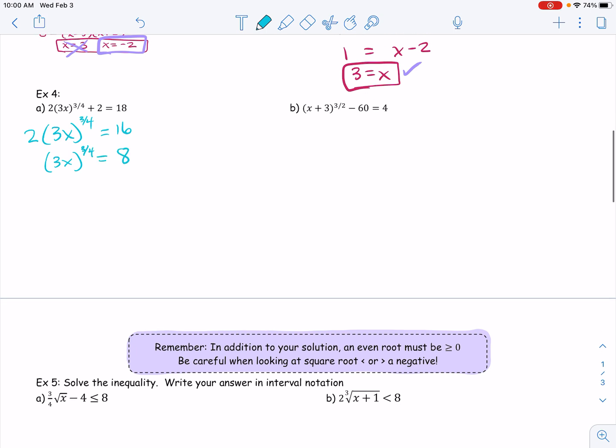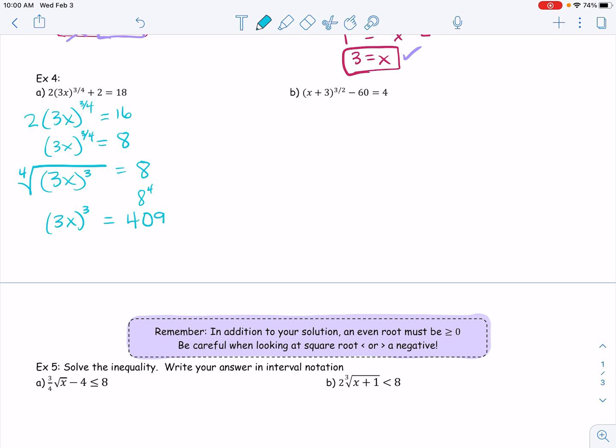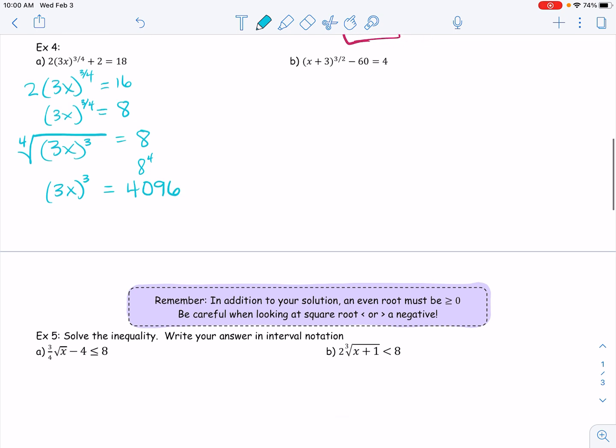Well, if I rewrite this, this is the 4th root of 3x to the 3rd power equaling 8. And so now what I can do is get rid of that 4th root on the left-hand side by raising it to the 4th power. Well, if I raise the left-hand side to the 4th power, I also need to raise the right-hand side to the 4th power. 8 to the 4th is a big number. It's 4,096. And that's not something that I would expect that you know off the top of your head.